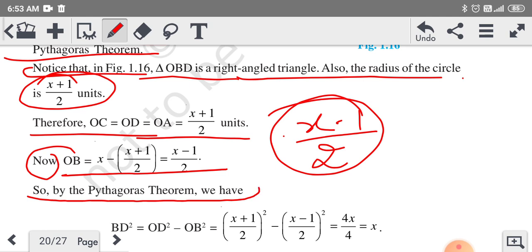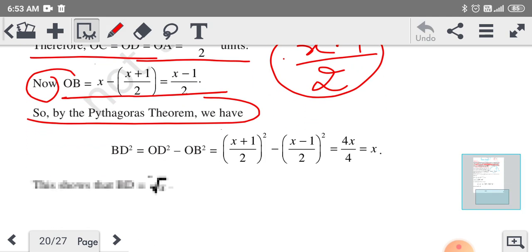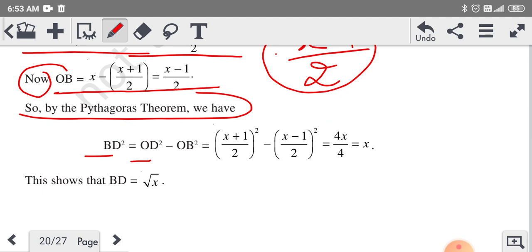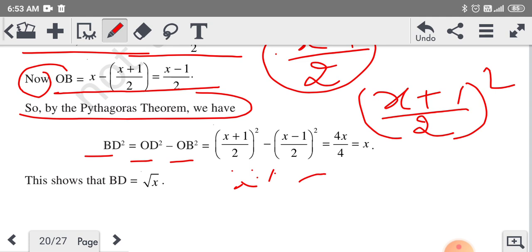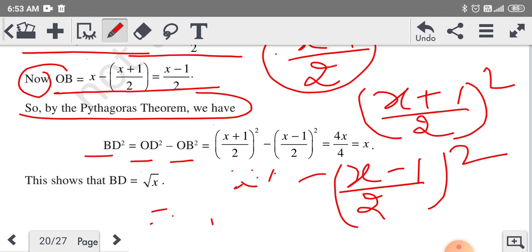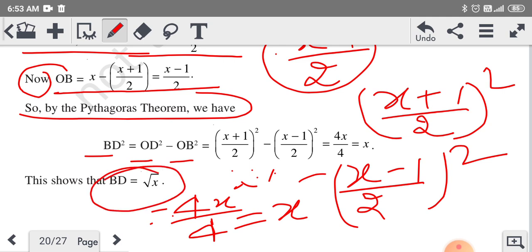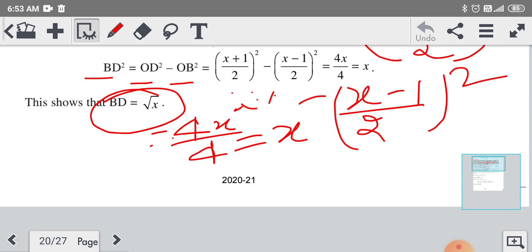So by the Pythagoras theorem we have BD squared is equal to OD squared minus OB squared, that is equal to ((x+1)/2) squared minus ((x-1)/2) squared, which is equal to 4x/4, which is equal to x. This shows that BD is equal to under root x.